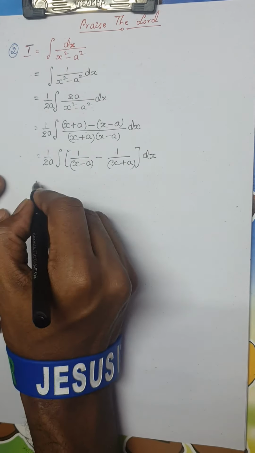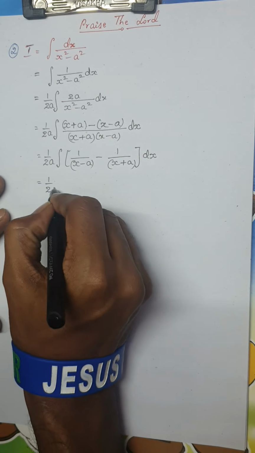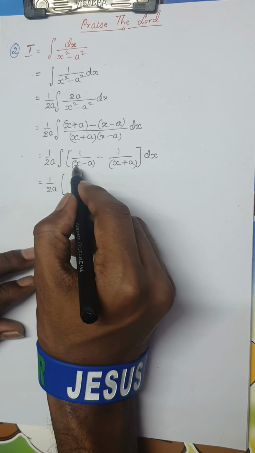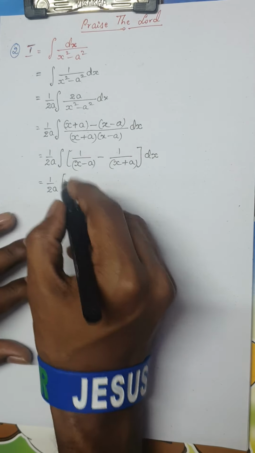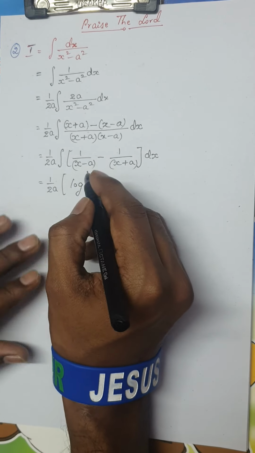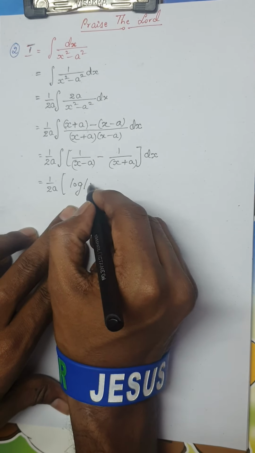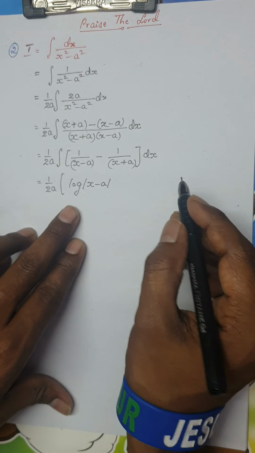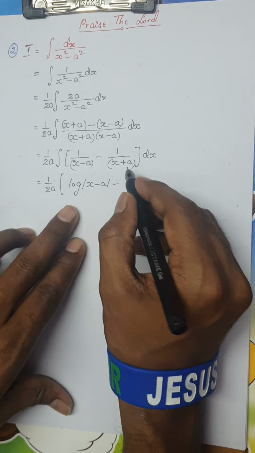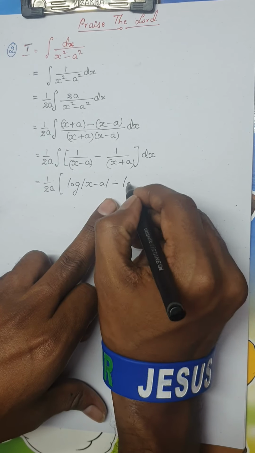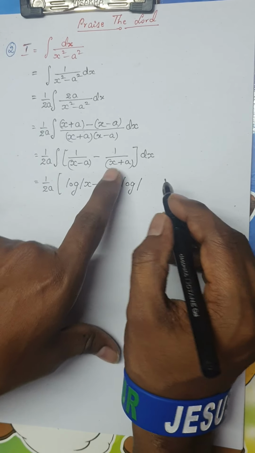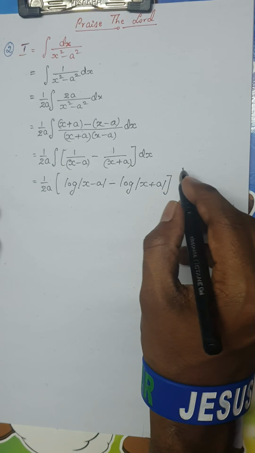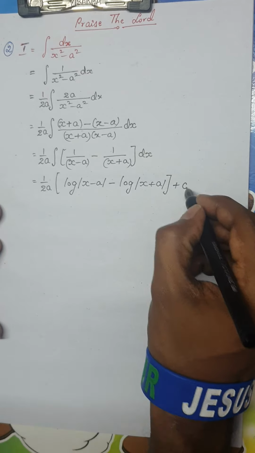Now we almost got the proof of the solution. Remember, integral of 1 by x is log of mod x. Because I have x minus a, I will get log of mod x minus a, minus, in the same way, integral of 1 by x is log of mod of the term which is x plus a, that's all, plus c which is the constant.